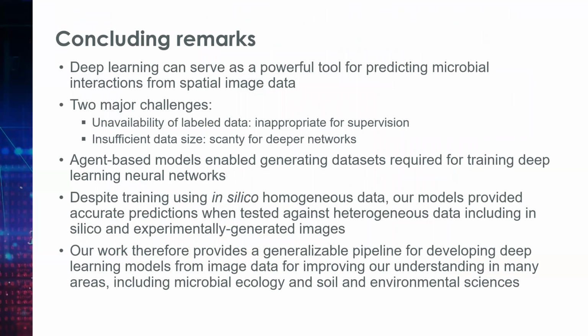In summary, this work presented deep learning as a powerful tool for predicting microbial interaction from spatial image data. Two major challenges we had to overcome include unavailability of labeled data required for supervision and insufficient data size for deep network modeling. So we used an agent-based model as a data generator. Even though we trained deep learning models only using in silico homogeneous data, the resulting models provided accurate predictions when tested against heterogeneous data, including in silico and experimentally generated images. Our work, therefore, provides a generalizable pipeline for developing deep learning models for improving our understanding in many key science areas, including microbial ecology and soil and environmental sciences.